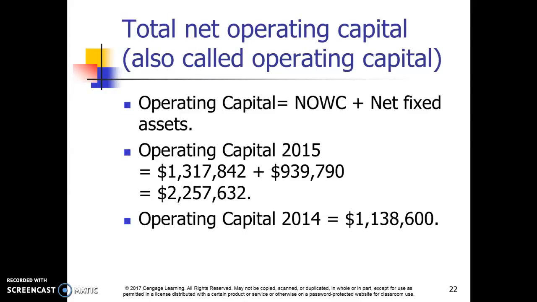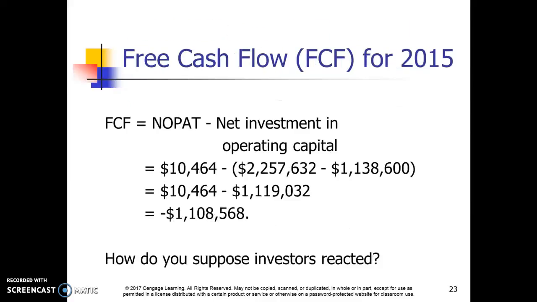All right, so total net operating capital, also called operating capital, is our net operating working capital plus net fixed assets. Again, we don't really need to go into each one of these line by line, but these are good performance metrics that you can look at and compare and really get different insights into a company.